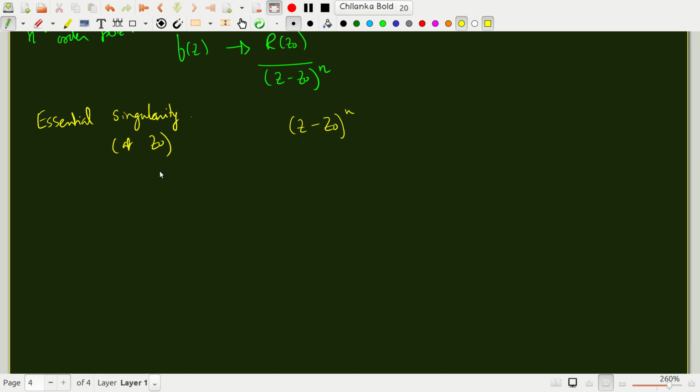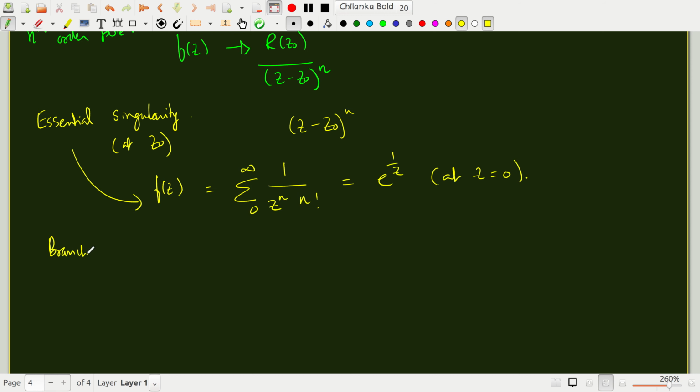One example of an essential singularity is f of z equal to the sum from 0 to infinity of 1 over z to the n, over n factorial. This is e to the 1 over z. This has an essential singularity at the origin. The third type of singularities are branch points.